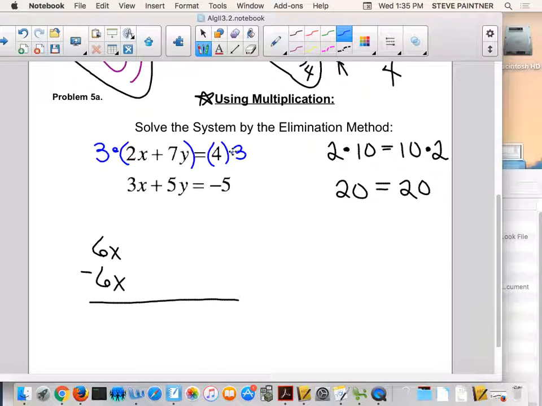3. Okay. What would I have to multiply 3x by to make it negative 6x? Negative 2. 2 is good, but I need it to be negative, so negative 2, right? And then over here, what? Multiply by negative 2. So you're using multiplication to help you get set up for elimination.